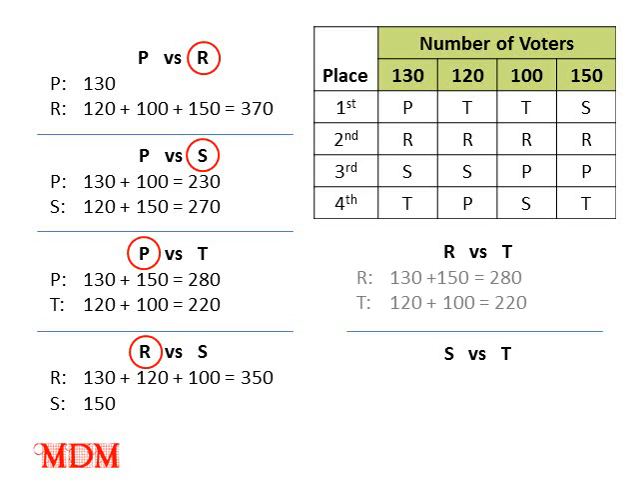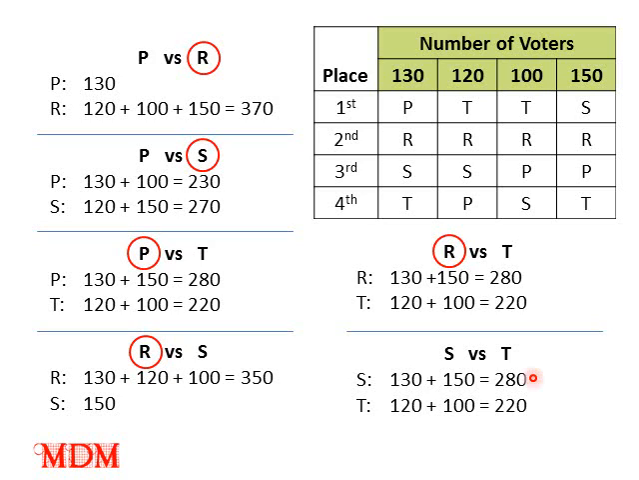In the matchup Rita versus Tim, we see that Rita has 280 points to Tim's 220 points, and therefore Rita gets the point for this matchup. And the final matchup is between Sarah and Tim, and we can see here that Sarah gets 280 votes and Tim 220 votes, giving the matchup to Sarah.